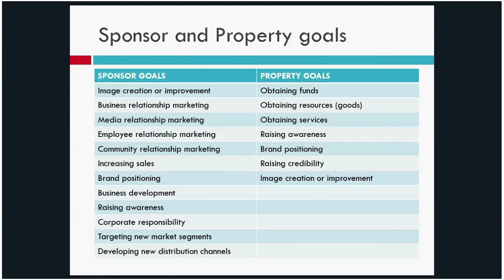We can look at sponsor and property goals, sponsor goals: image creation and improvement, creating business relationships. Every property should be looking at all the other sponsors and figuring out a way that I can increase my business. Maybe I have IBM and Coca-Cola as sponsors of my event. I want to get those two people together. I would love for IBM to have a Coca-Cola machine in every single office they have around the world. I want Coca-Cola to be contracted with IBM for every computer system that they have. And I want me as a property to be the group to have facilitated that.